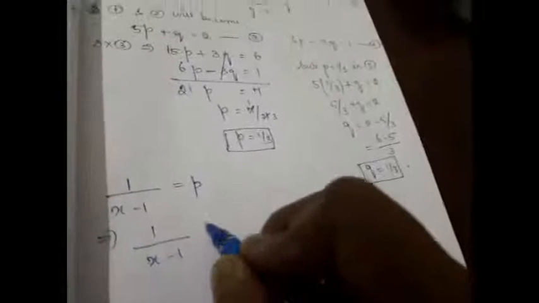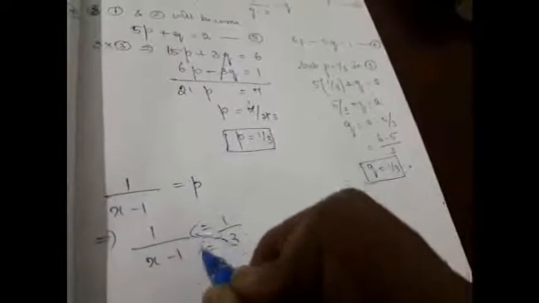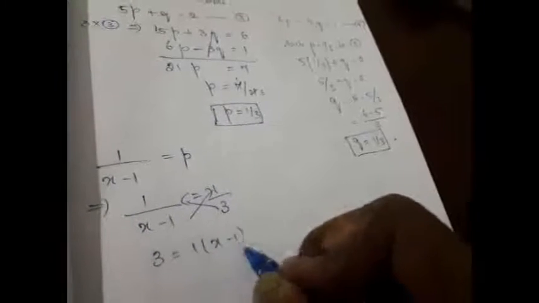Now after arriving at the values for p and q, how will you arrive at the values for x and y? Now 1 by x minus 1 equals p. So this implies 1 by x minus 1 equals 1 by 3. Cross multiply: 3 into 1, 3 equals 1 into x minus 1. So 3 equals x minus 1. Now we need the value of x, so bring this minus 1 to the other side. So 3 plus 1, which is 4. That is, x equals 4.